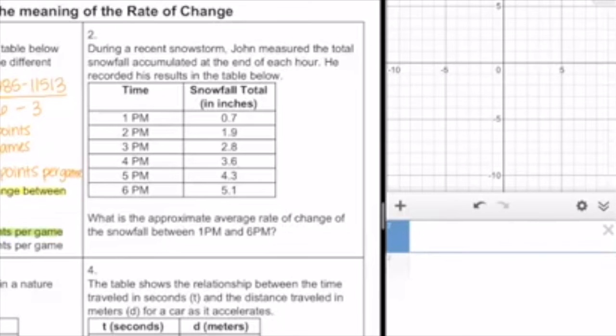Okay, let's look at number 2. During a recent snowstorm, John measured the total snowfall accumulated at the end of each hour. He recorded his results in this table. What's the approximate average rate of change of the snowfall between 1 p.m. and 6 p.m.? Notice that this says the average rate of change between 1 p.m. and 6 p.m. So we're going to be looking at what the snowfall was at 1 p.m., what the snowfall was at 6 p.m., and we'll want to find how many inches changed per hour.